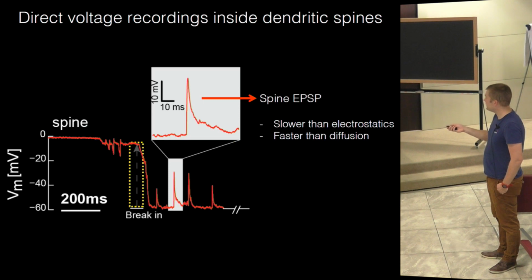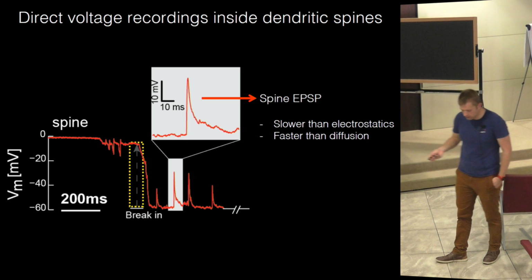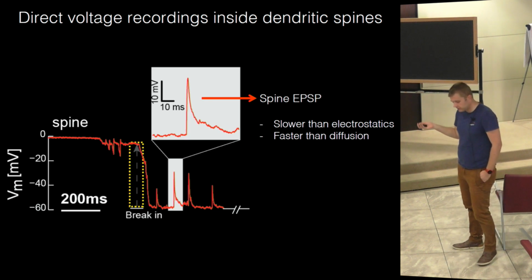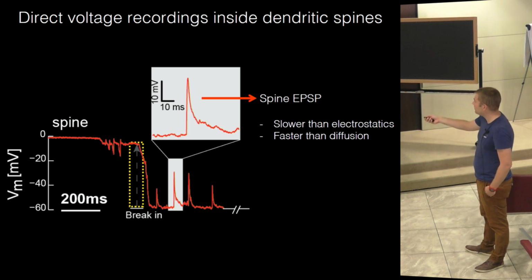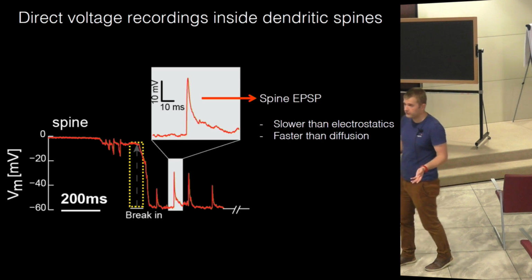But what interests us is that we can have the dynamics of one PSP. So you see there is not this shoulder that would be a mark of an NMDA opening. So let's assume that this is only AMPA receptor opening. So you have a very fast increase and a quite slow decrease, but overall the process is like 10 to 20 milliseconds. So it's slower, much slower than electrostatics, but much faster than diffusion.